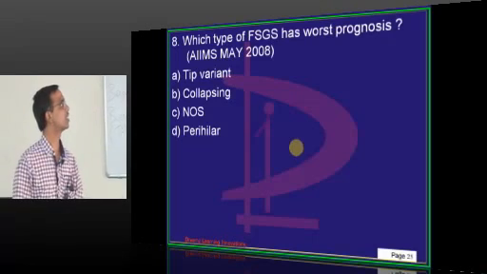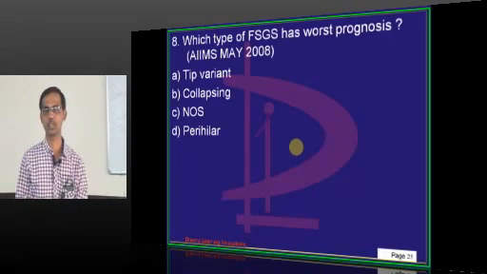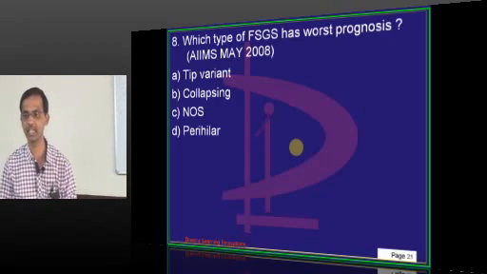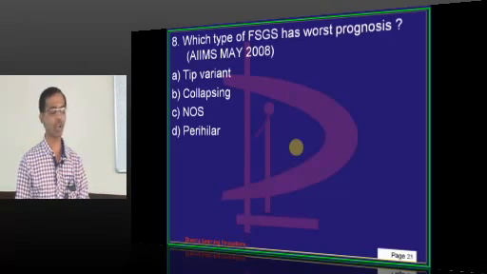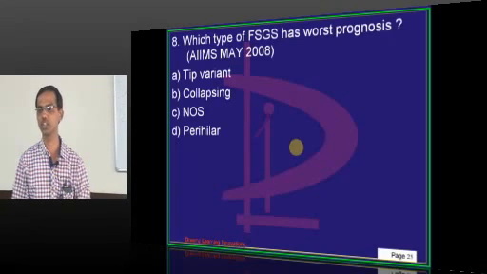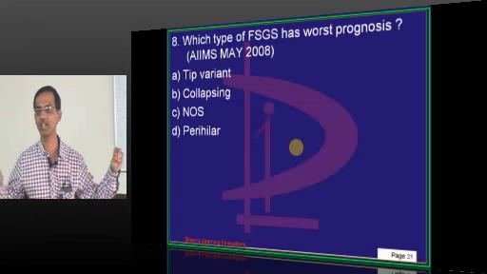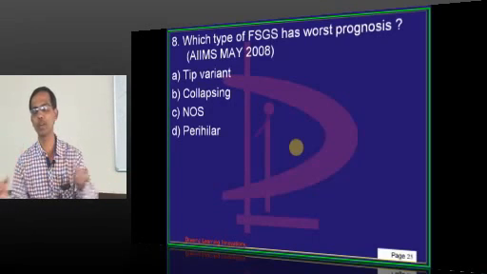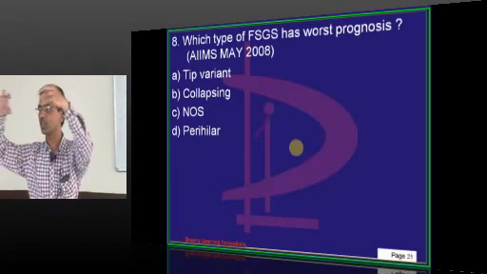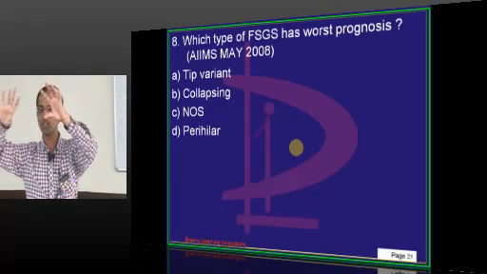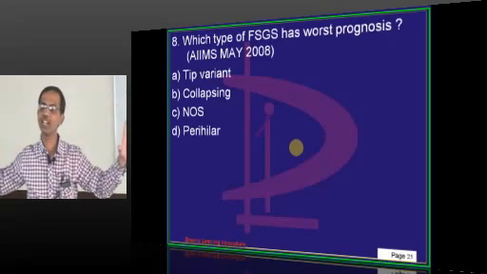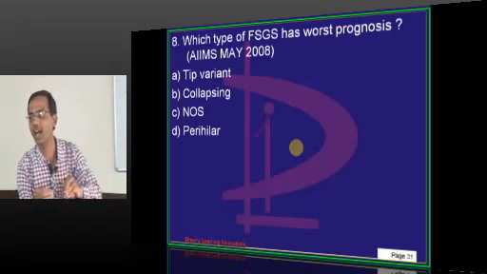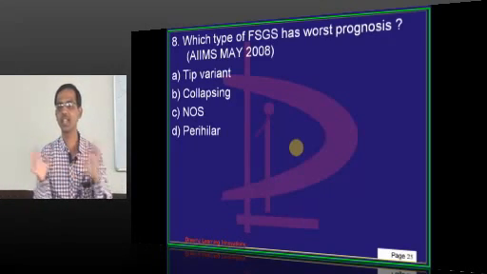Which type of FSGS has worst prognosis? We saw different types of FSGS. Okay, collapsing variant we have seen in detail. Apart from collapsing variant, there is one variant called as tip variant, which involves only the tips of the glomerular capillary tuft. Perihilar variant, which involves the hilum of the glomerulus, where the afferent comes and efferent leaves, that part is called as hilum. Only that portion is involved, perihilar variant. There is one variant which is called NOS, not otherwise specified. Neither hilar, nor tip, nor collapsing, nothing is there.